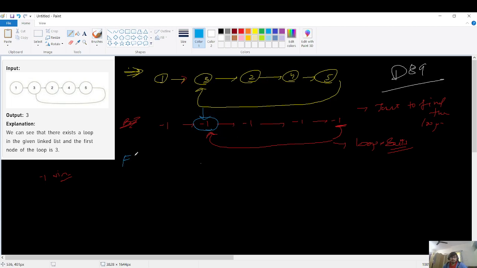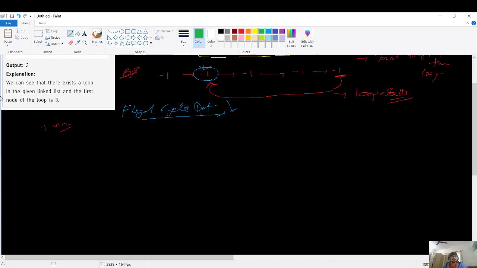So there is one other algorithm, a very standard algorithm known as Floyd cycle detection. Before moving ahead to what Floyd cycle detection is, let me give you a very clear and basic understanding, something you will all agree with me on.